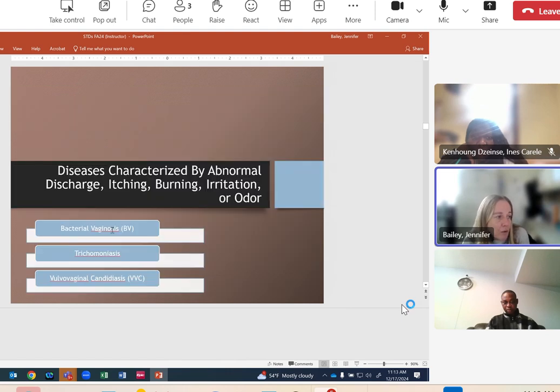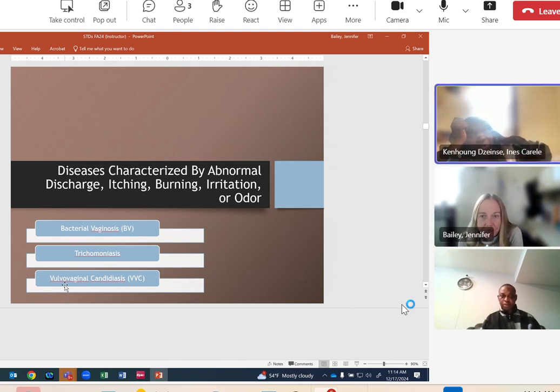In terms of the 3 disease states that we talked about that typically cause changes in vaginal discharge, they were bacterial vaginosis, trichomoniasis, and vulvovaginal candidiasis. Yes? You're muted. Can a patient experience this side effect but not have the disease? It can be maybe something else, or it has to be the disease?